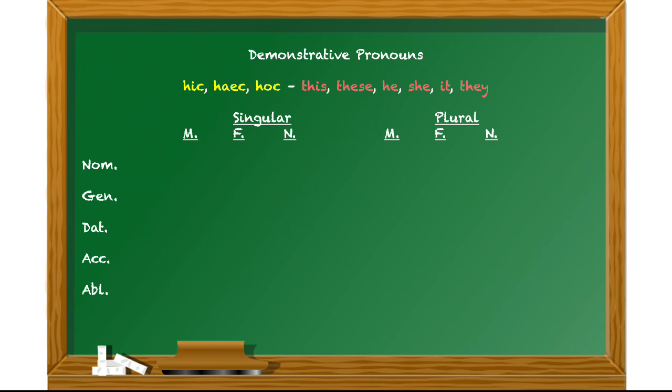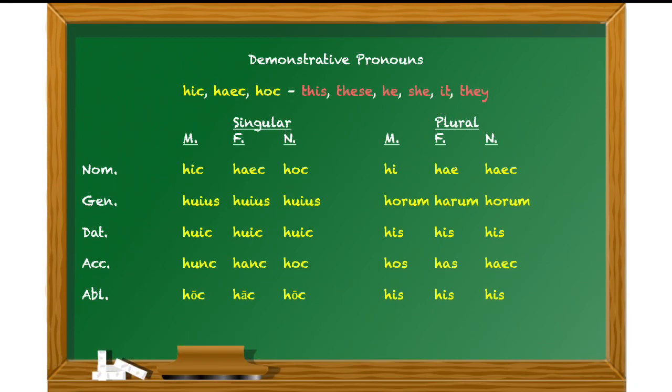You want to set your chart up here with a singular and plural side. Notice we have masculine, feminine, and neuter columns underneath, and we have our cases down the side. As always, feel free to press pause as you need to, and then press play when you're ready to continue. What you'll notice is a set of pronouns where there's nothing we can say in terms of much of a pattern. You really are just going to have to memorize these.